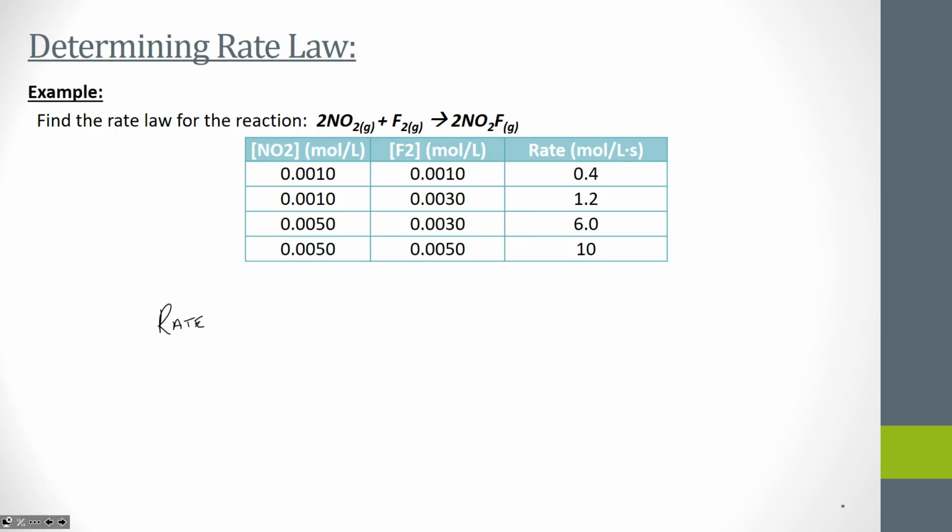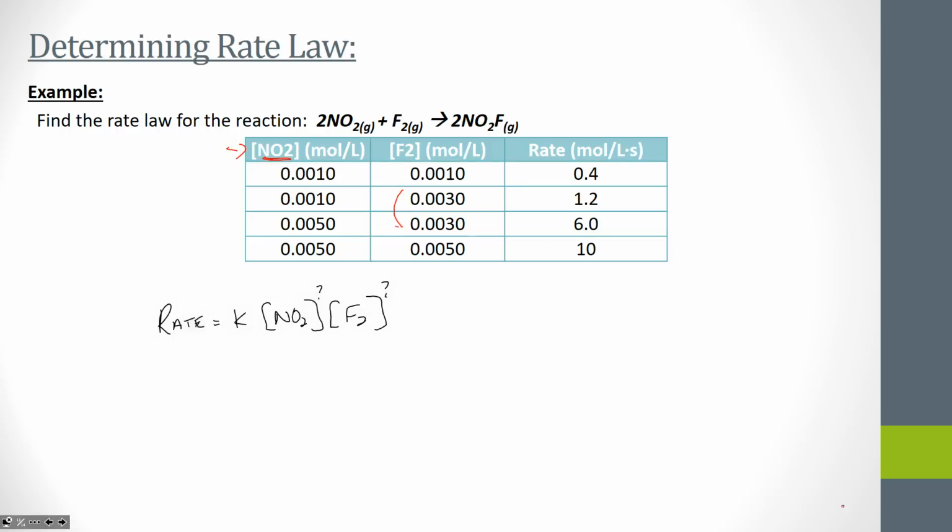So rate equals k times the concentration of your reactants, NO2 times F2. Now we want to know what the powers are. So let's start with NO2. To find how NO2 affects the rate, I want to find two trials where this reactant changes and the other one does not change.